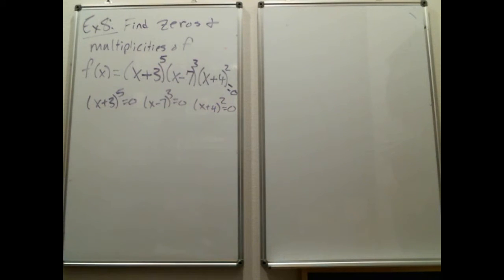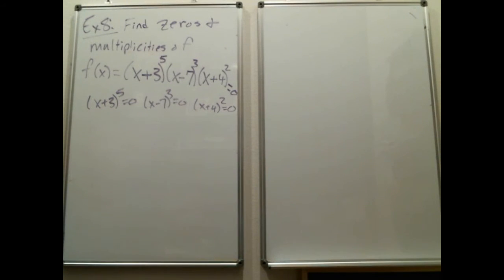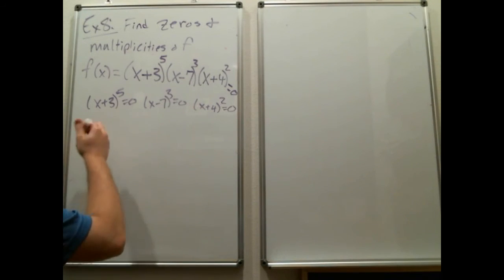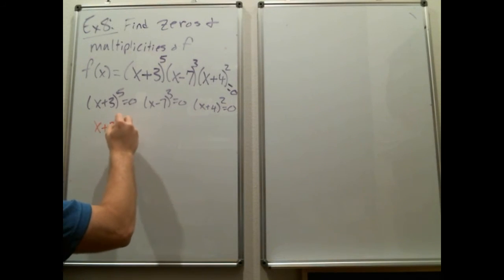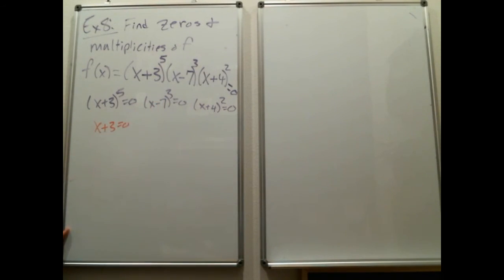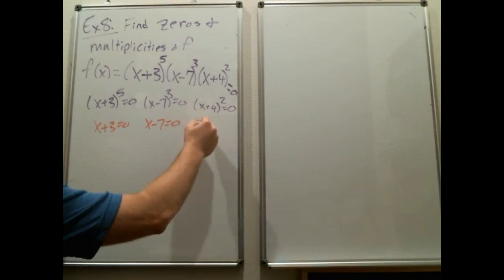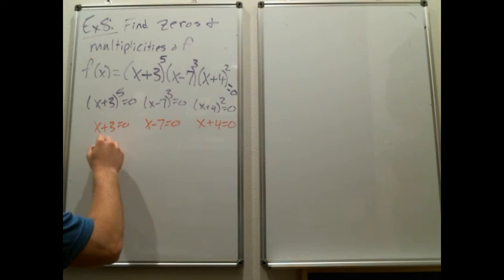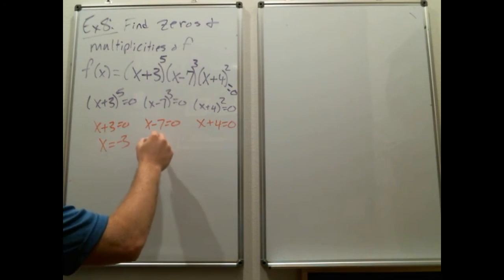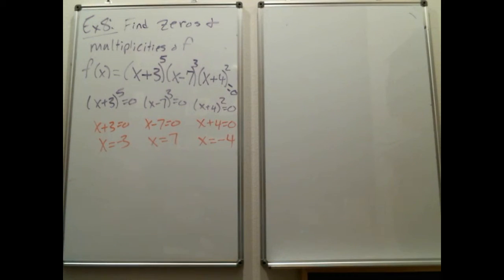Now, to get rid of this 5th power, we do the 5th root on both sides. So the 5th root of 0 is just 0. So this winds up just giving you x plus 3 is equal to 0. And the same thing with the cube: the cube root of 0 is 0. So x minus 7 is 0, and x plus 4 is 0. So subtract 3, you get x is negative 3, x is equal to 7, and x is equal to negative 4. Those are our zeros.